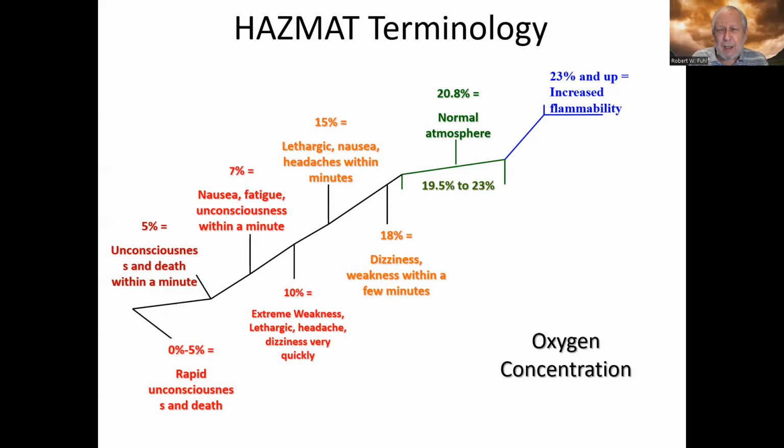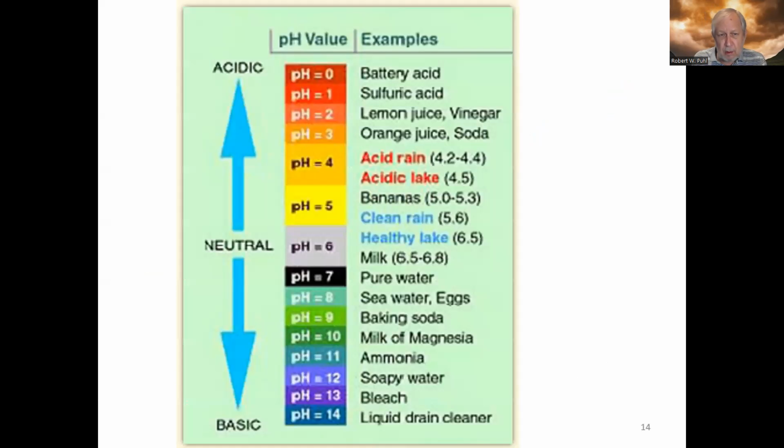The normal atmosphere is about 21%, 20.8%. They vary a little bit in the normal atmosphere. 19.5 to 23 is okay. And at 23% and up, there's increased flammability. It doesn't mean it's just going to burst into flame at 23%, but if there is a fire, it's going to make it a lot worse.